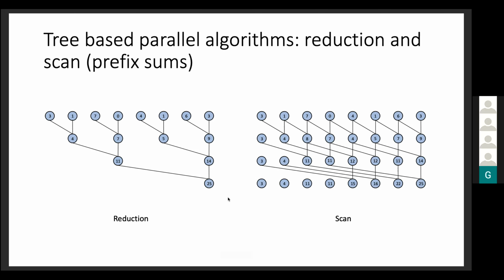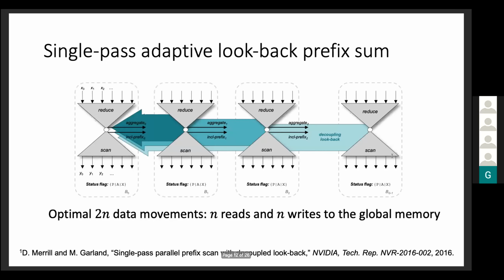But here, these two graphs just show the very naive parallelization of the reduction operation and scan operation. But the problem is this naive parallelization is not that memory efficient. So that's why we invoke this single-pass adaptive look-back prefix sum developed by the NVIDIA research group.